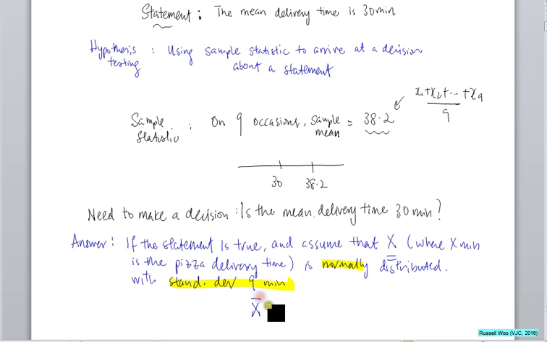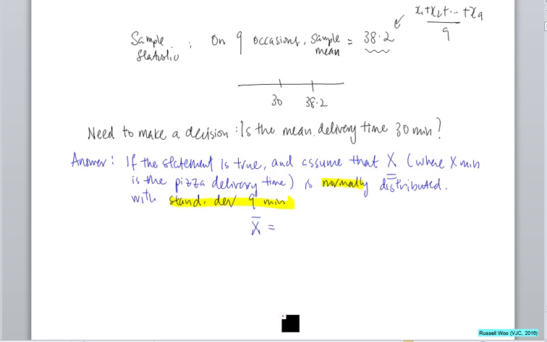that X bar, let's make a distinction, okay? X is the delivery time. X bar is the distribution of X1 plus X2 all the way to X9 divided by 9. Follow what I'm saying? Remember from the previous chapter, X bar, which is x1 plus x2 all the way to x9 divided by 9, should follow a normal distribution. And I say, if the statement is true, which means the mean is indeed 30, correct? So the mean is 30.